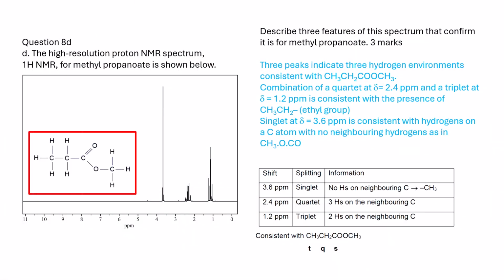Describe 3 features of this spectrum that confirm it is for methylpropanoate. Singlet at 3.6 ppm is consistent with hydrogens on a C atom with no neighboring hydrogens, as in CH3OCO. The quartet at 2.4 ppm is consistent with 3 hydrogens on the neighboring carbon. The triplet at 1.2 ppm is consistent with 2 hydrogen atoms on the neighboring carbon.